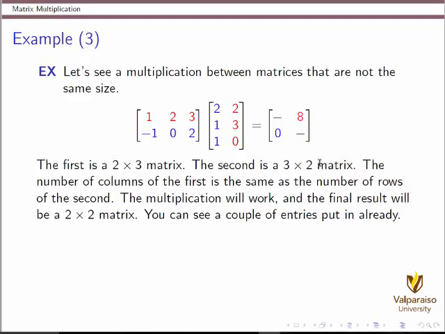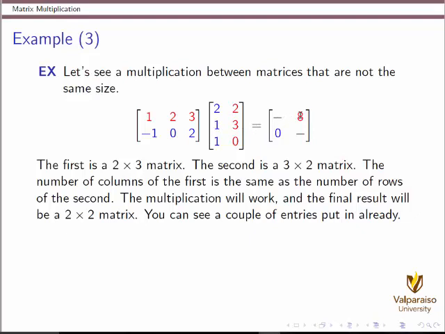The second one is 3 by 2. The middle numbers, the 3 and the 3, if you were to put those together, 2 by 3, 3 by 2, the middle numbers, 3, match. We're good to go. The outer numbers, 2 and 2, tell us the size of the resulting matrix. So this 2 by 3 matrix times a 3 by 2 matrix will produce a 2 by 2 matrix.